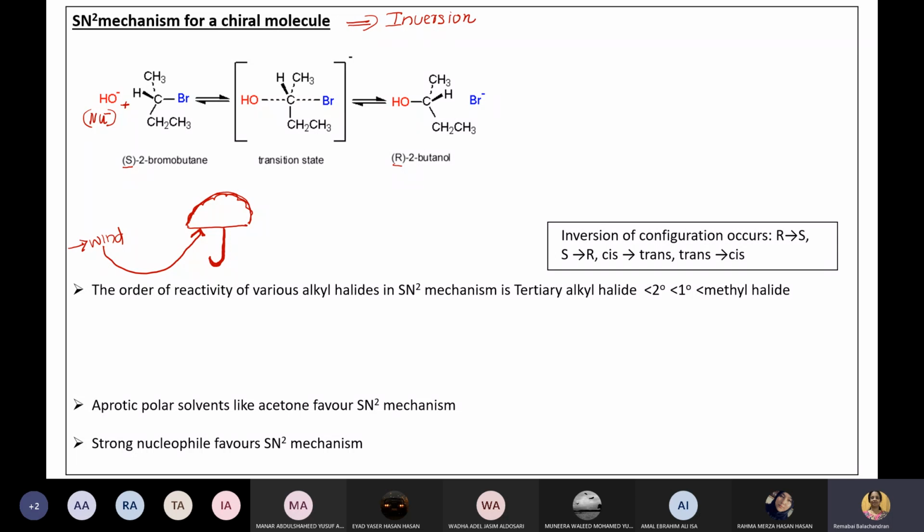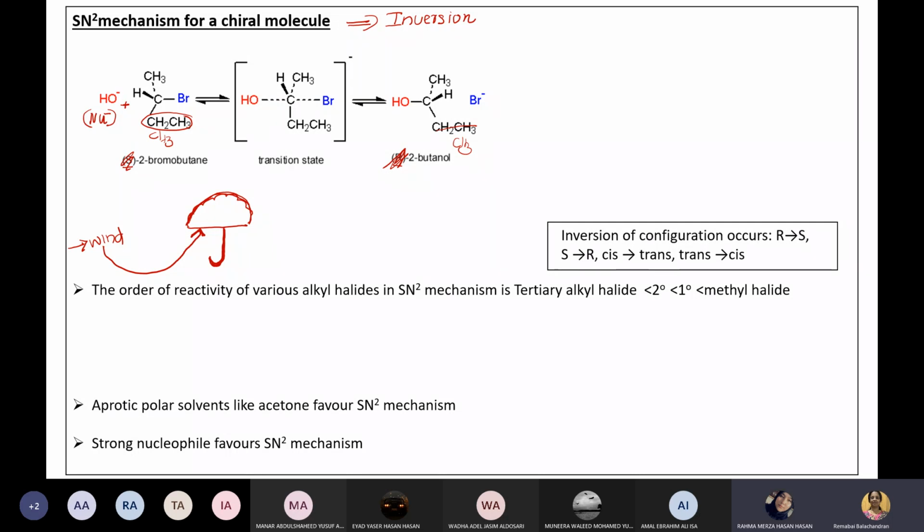R or S is not coming. Process remains the same. You understand what I mean? Suppose instead of the CH2, suppose instead of this one, this also is CH3. The same process will occur. So this will become CH3 here, and the mechanism remains the same. But there is no R or there is no S. That's the only difference. We can't call it R or S. R or S only for chiral molecules. Now it's clear?